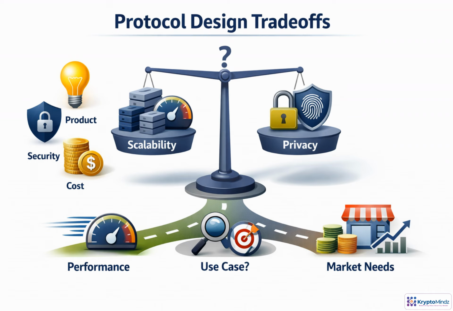There is no universally best ZK rollup or privacy protocol. Each architecture makes different trade-offs across security, cost, scalability, privacy, performance, and market fit. The real question is not which design is best. It is, which trade-offs are acceptable for this use case?